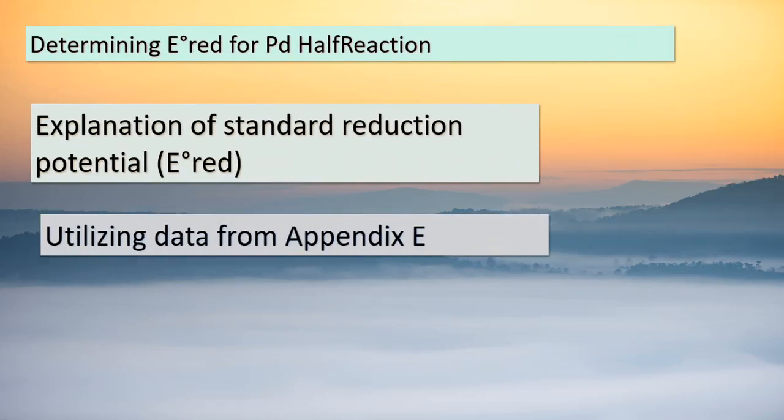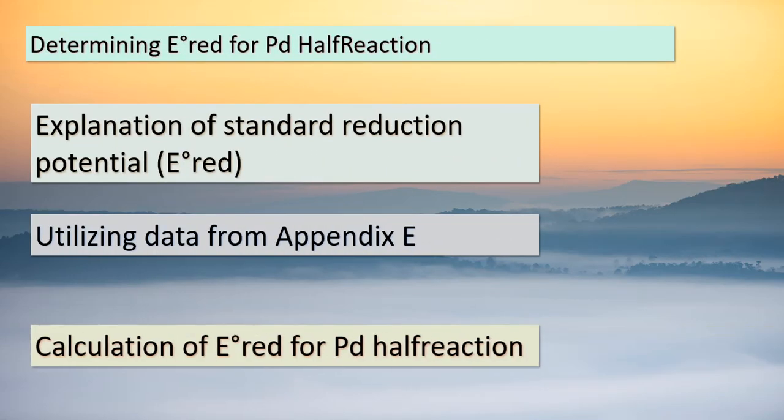Great job, everyone! Now, let's unravel the mystery behind the standard reduction potential of the Pd half reaction. E degree stands for the standard reduction potential, a measure of how easily a species gains electrons. Using data from Appendix E, we can find the standard reduction potential for Pd ions to Pd metal. By subtracting the reduction potential of Pd from that of Cd, we can determine the E degree value for the Pd half reaction. This value helps us understand the tendency of Pd ions to gain electrons and undergo reduction. With this information, we're getting closer to fully grasping the workings of our voltaic cell.